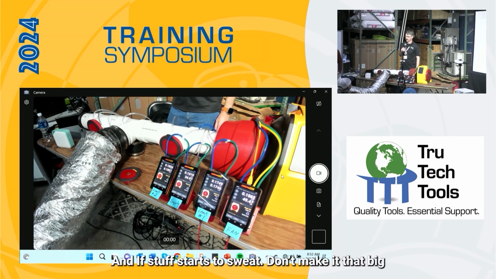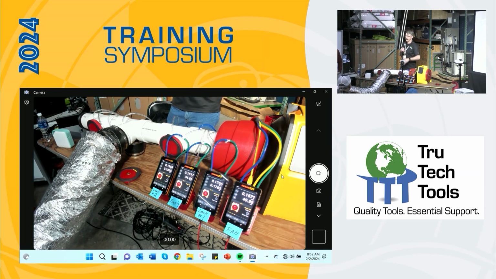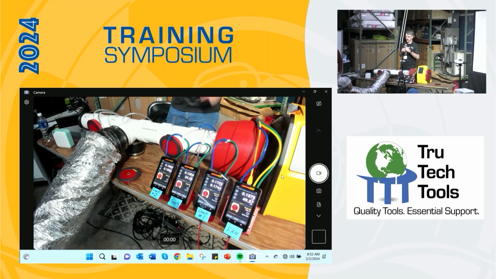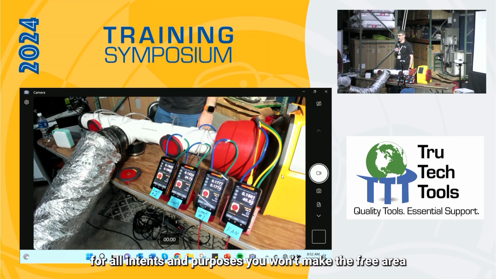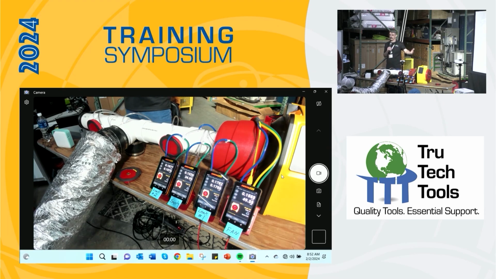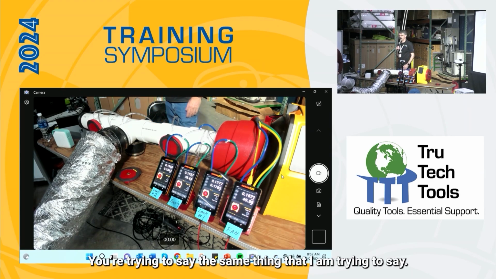And if stuff starts to sweat, don't make it that big. Okay, if it starts to sweat, don't make it that big. But you're not going to have velocity problems until you make a duct too small. Velocity problems come from small ducts, for all intents and purposes. You want larger free area, because then we don't have the restrictions that create the high static pressure. Say the same thing that I'm trying to say.